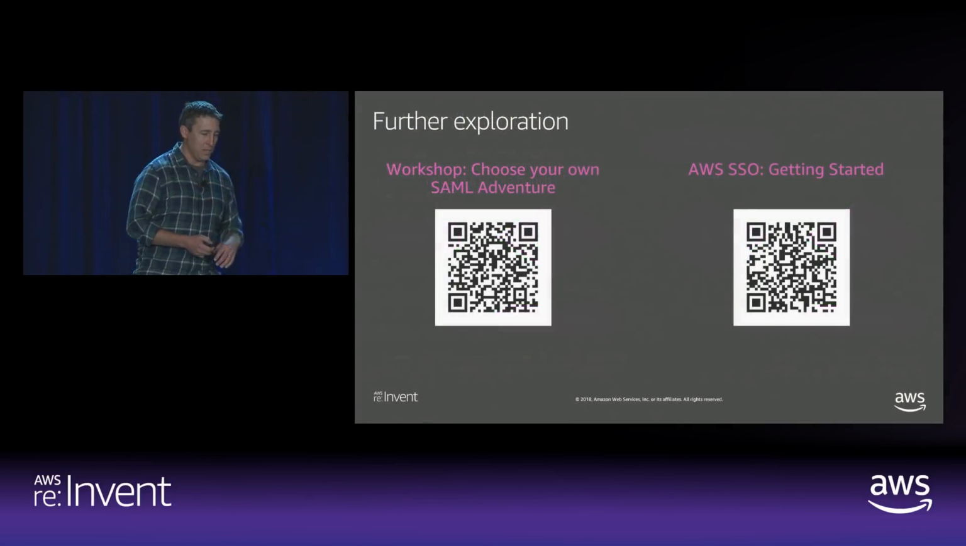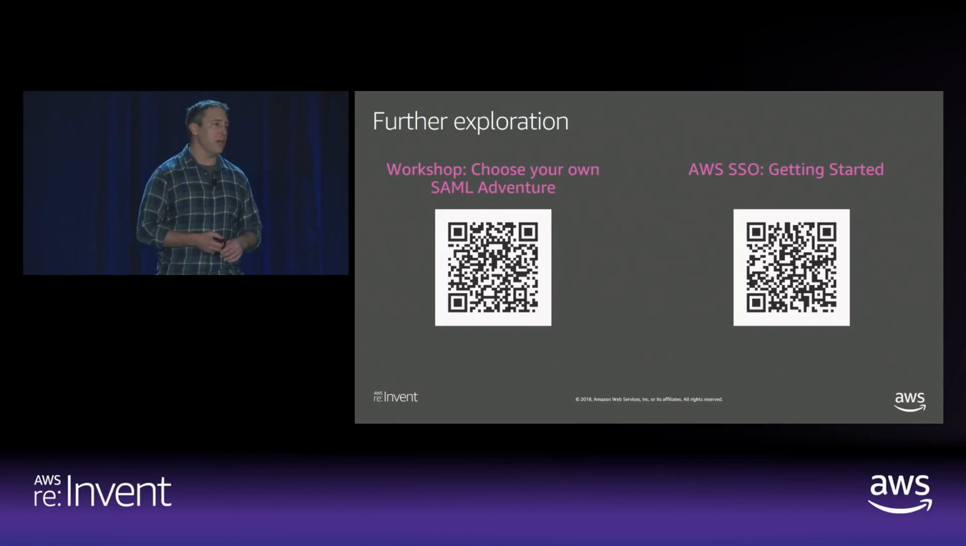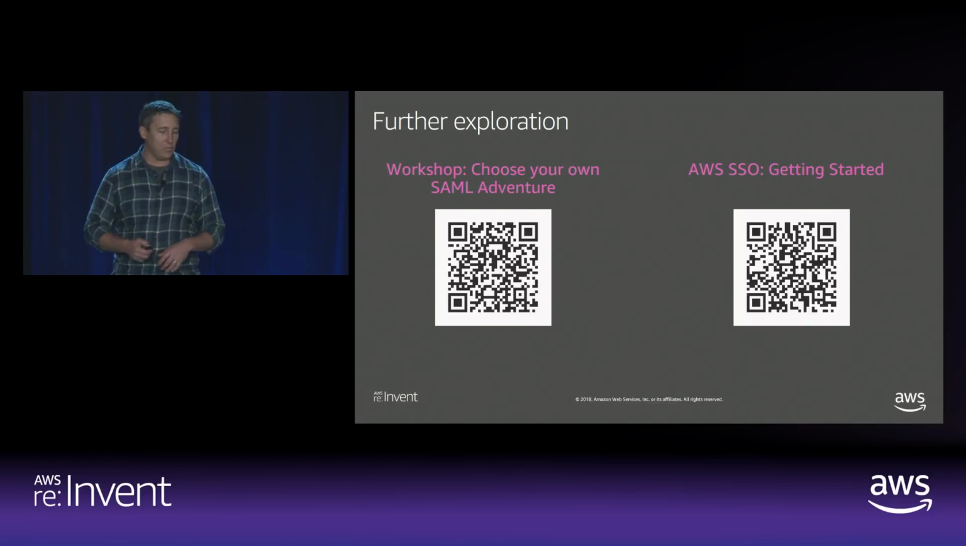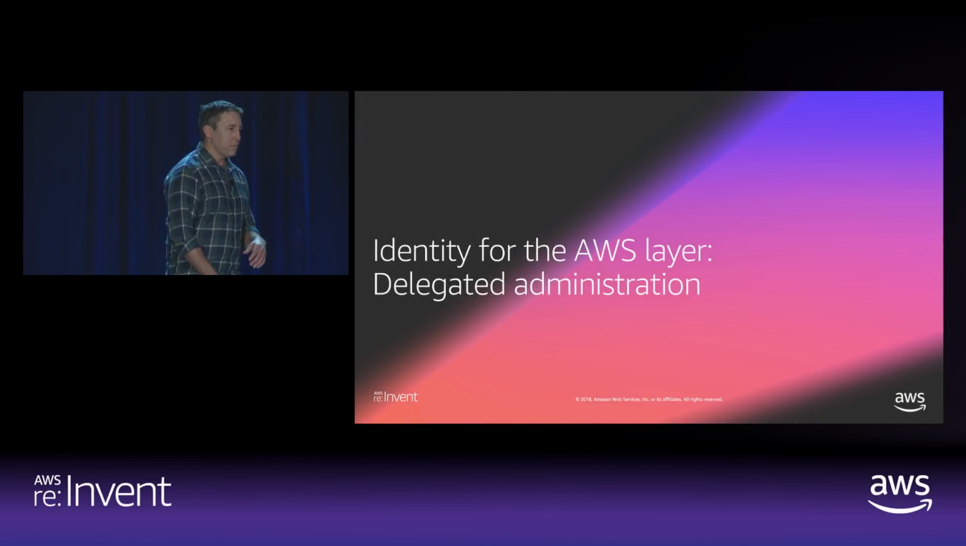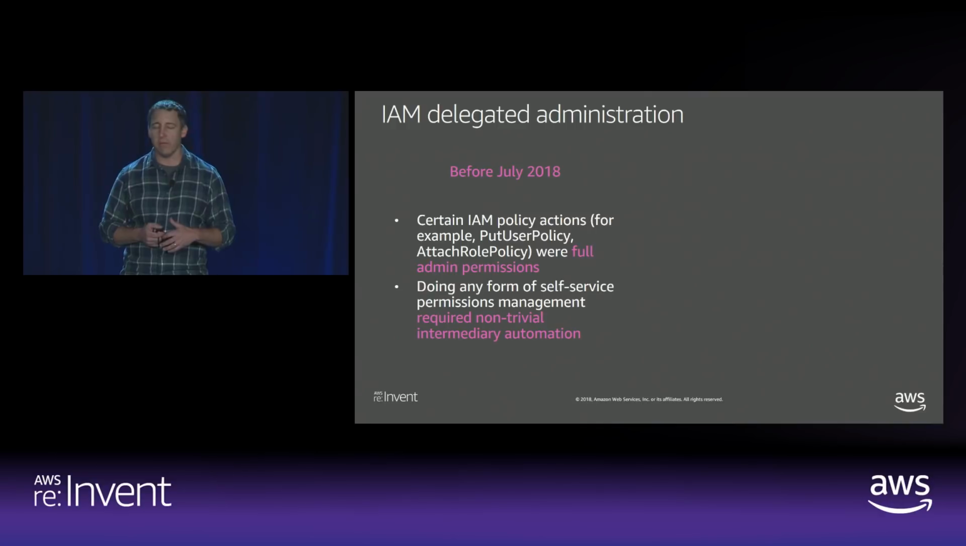Okay. So now, again, I wanted to touch on it, but I didn't want to dive super deep. If this is a topic that you want to explore some more, the QR code there on the left is a workshop that we did a couple of years ago that drives soup to nuts all the way through the SAML story. And obviously there on the right is AWS SSO, a way to get started. Okay. So let's dive into something a little bit newer and a little bit more interesting within the platform layer.